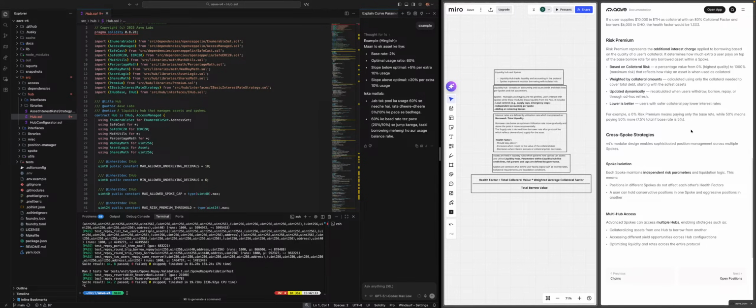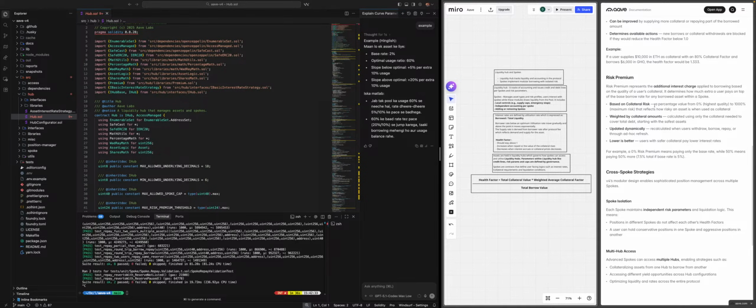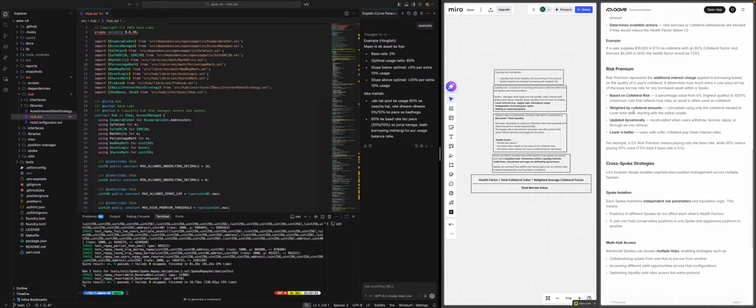Yeah, so far we have covered a lot of ground. So risk premium is based on collateral risk, a percentage value from 0 to 1000 that reflects how risky the asset of the collateral is, weighted by collateral amount, calculated using only the collateral.